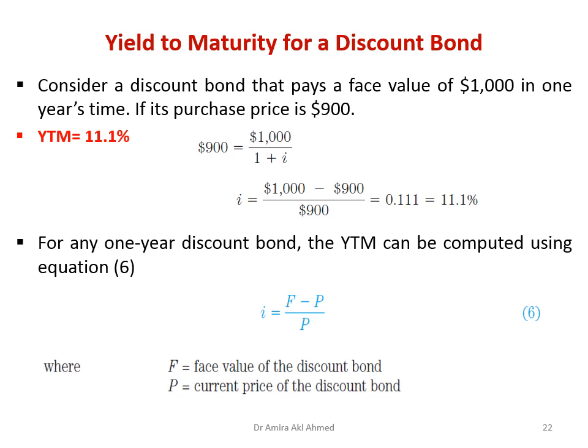Generally, for any 1-year discount bond, the yield to maturity can be computed according to equation 6. Equation 6 tells us that the yield to maturity equals the increase in price over the year divided by the initial price.